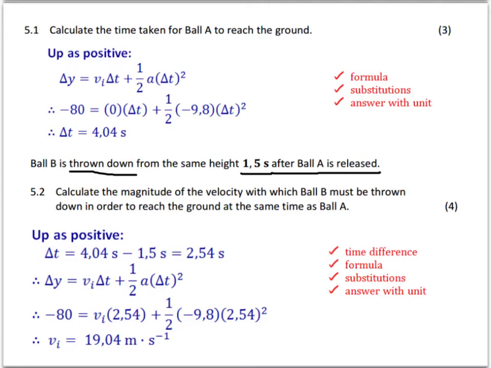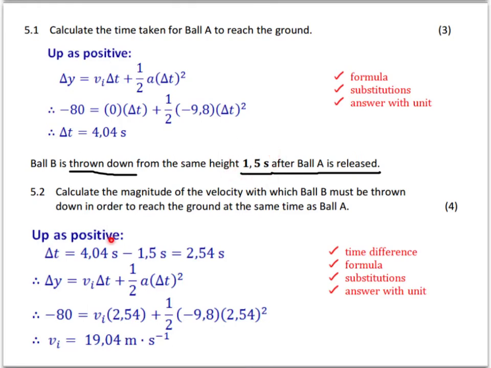In which case, we need to choose a formula that relates the known information: the acceleration due to gravity, the height, or the displacement, the negative displacement undergone, and the time that we're told about. We're told about this 1.5 seconds. Now, 1.5 seconds is the time after ball A is released, which means the time that ball B actually is in the air is 1.5 seconds less than the time ball A was in the air.